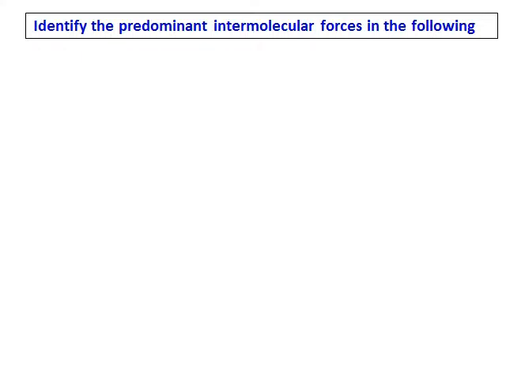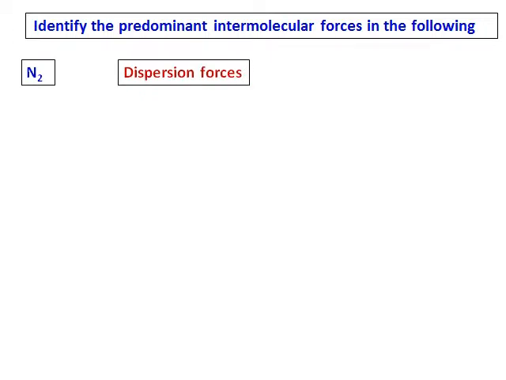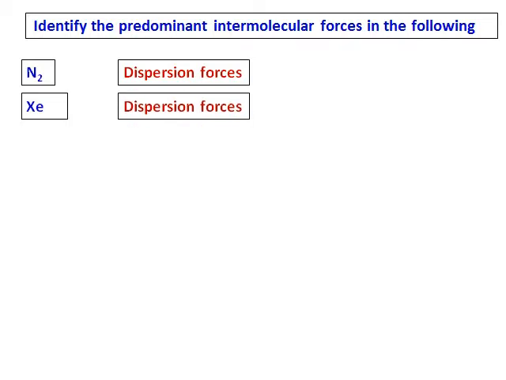Identify the predominant intermolecular forces in the following. You have to just name the predominant one, and the first one is nitrogen. Nitrogen is a non-polar molecule, therefore the only force that will exist will be a dispersion force. The second compound is xenon. Xenon is an inert gas, again a non-polar one, so the only intermolecular force will be the dispersion force.